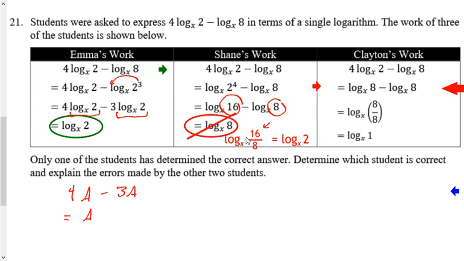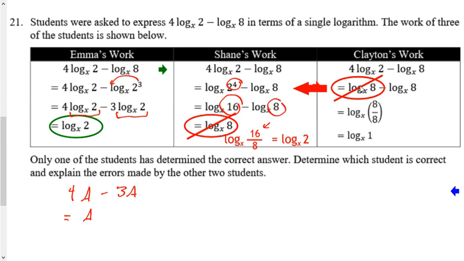And then finally, Clayton's mistake was pretty close to the top. Clayton took this 4 times the log base x of 2, and he multiplied the 4 times the 2 instead of bringing that 4 into the exponent. Shane did it correctly where he brought the 4 into the exponent here, but Clayton did not. So that's where Clayton made a mistake.